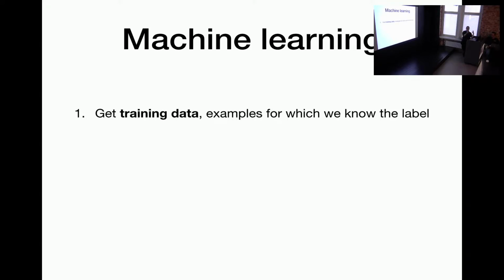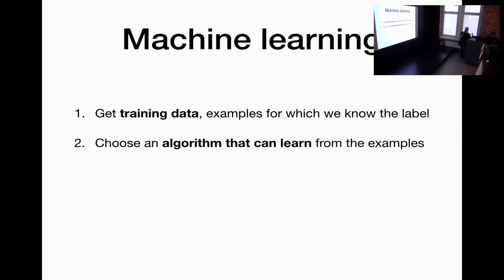And to learn the rules of catness and sheepness, we're first going to need some training data. So we need examples for which we know the label, so a bunch of cat images and a bunch of sheep images in this case. And then we need an algorithm that can somehow use the information in our training data to adapt itself for the task that we are giving it, which is now the image classification task.